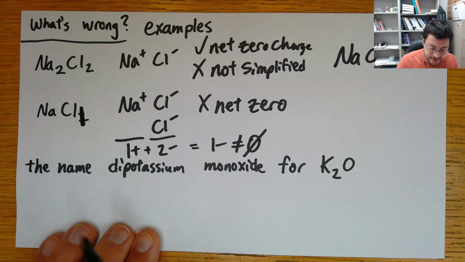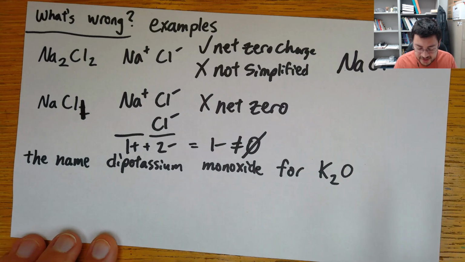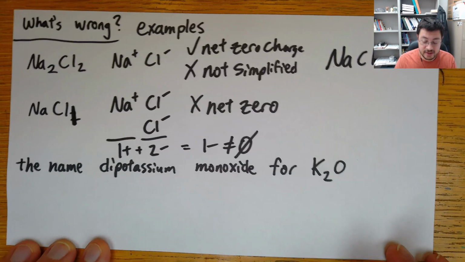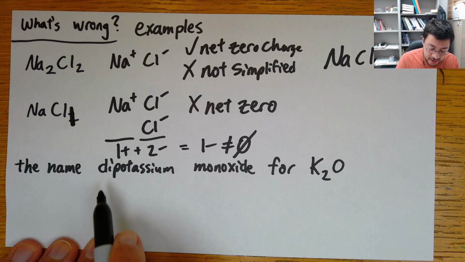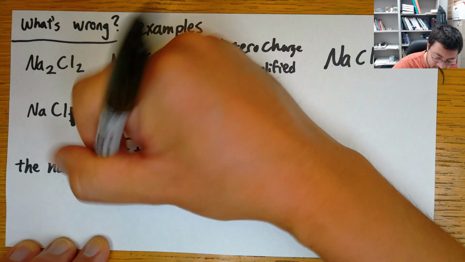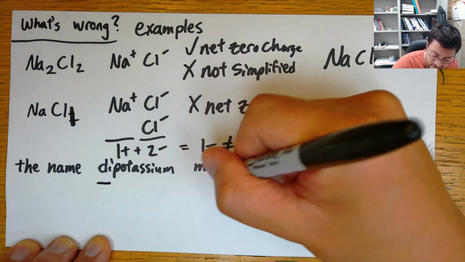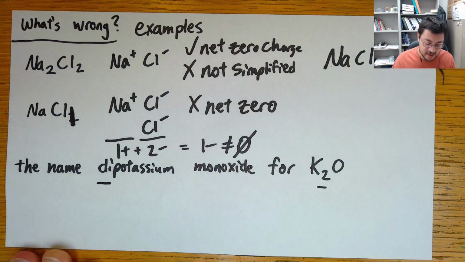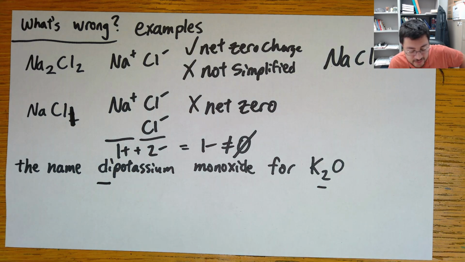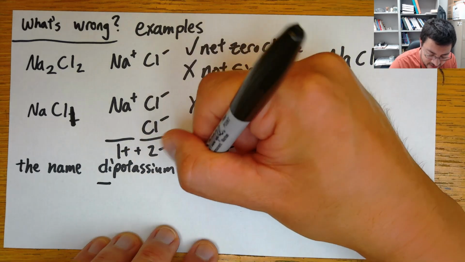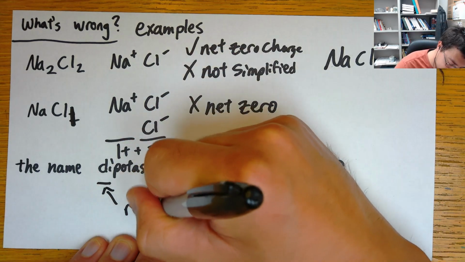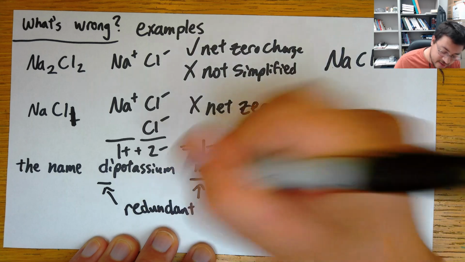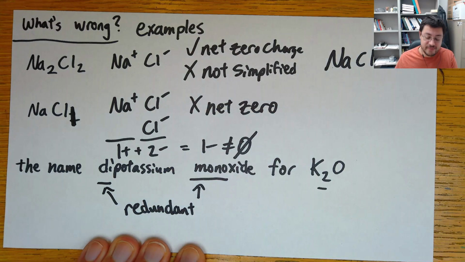All right, and then lastly, what about the name dipotassium monoxide for this chemical formula, K2O? So I like the thinking here. Di meaning you have 2, mono meaning you have 1 of the oxygen. But in most chemistry curriculums, this is taught to be redundant. Okay, that is considered to be redundant information.